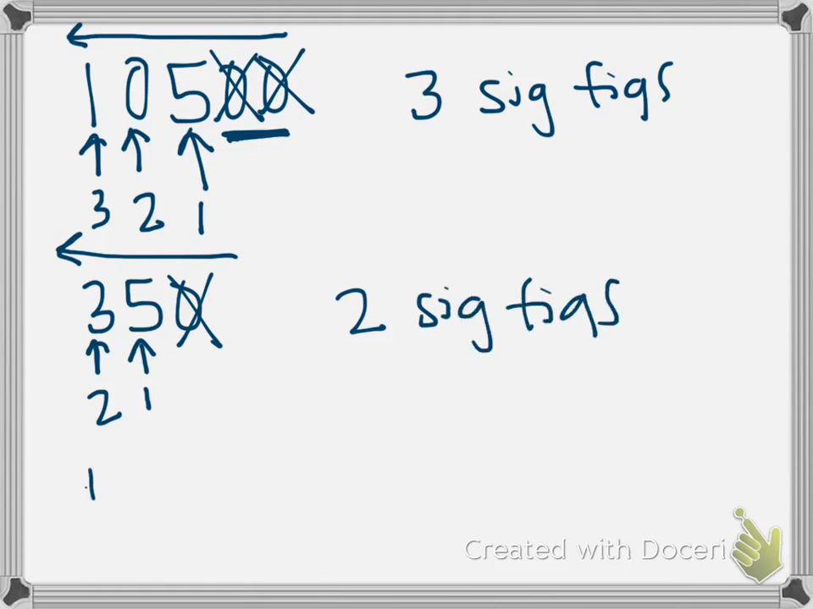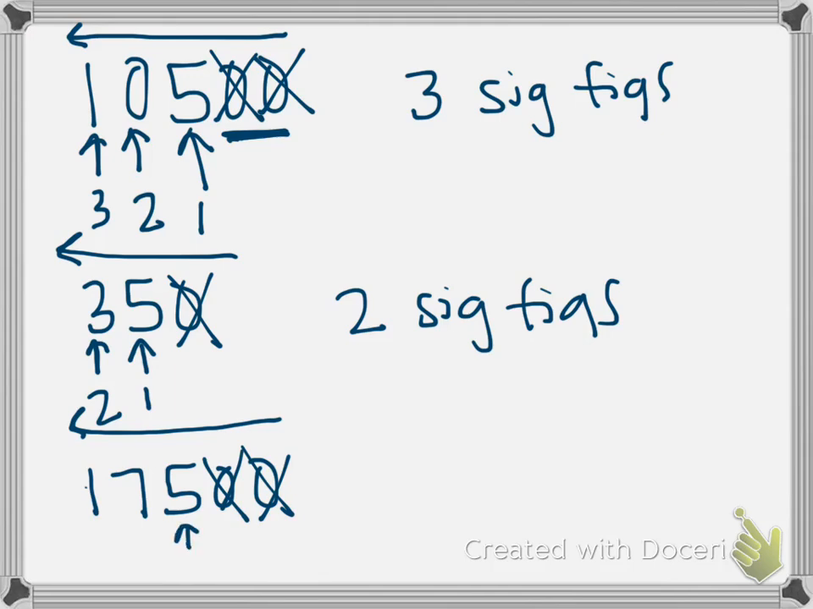If I have 17,500, okay, I count from right to left. First, start counting at the first non-zero number, so I don't count that one, don't count that one. Here's my first non-zero number, that's 1. This is number 2. This is number 3. Okay, so this one has 3 sig figs.